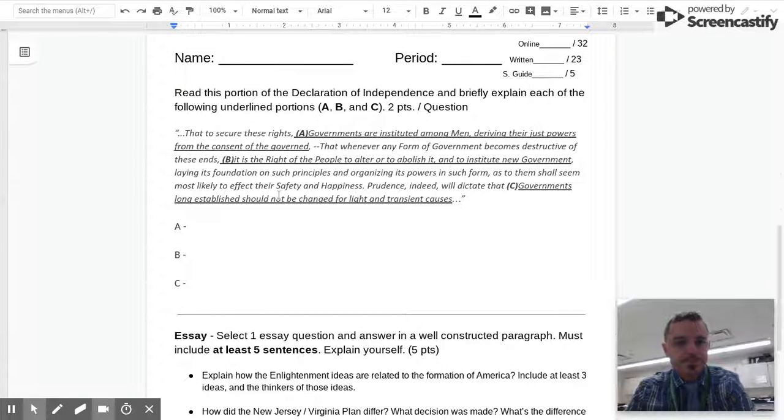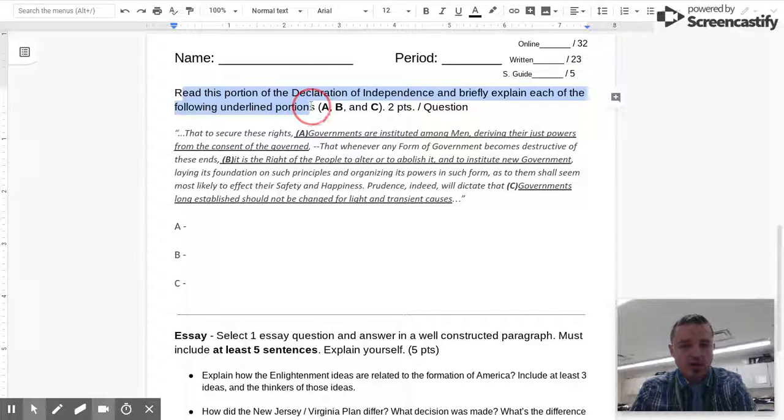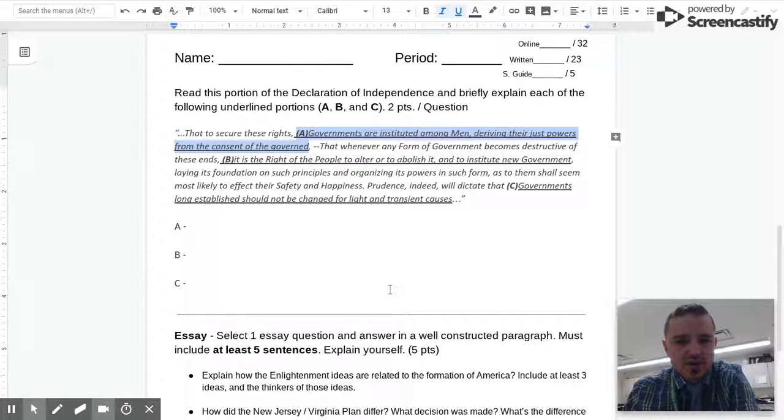Let's take a look down here. You had to read this portion of the Declaration and briefly explain each of the following underlined portions. So let's take a look. Governments are instituted among men, deriving their just powers from the consent of the governed. Governments are created by people. And where do they get their power? From the people. Government's power comes from the permission of the governed, the consent of the governed. Government's power comes from you and your permission.